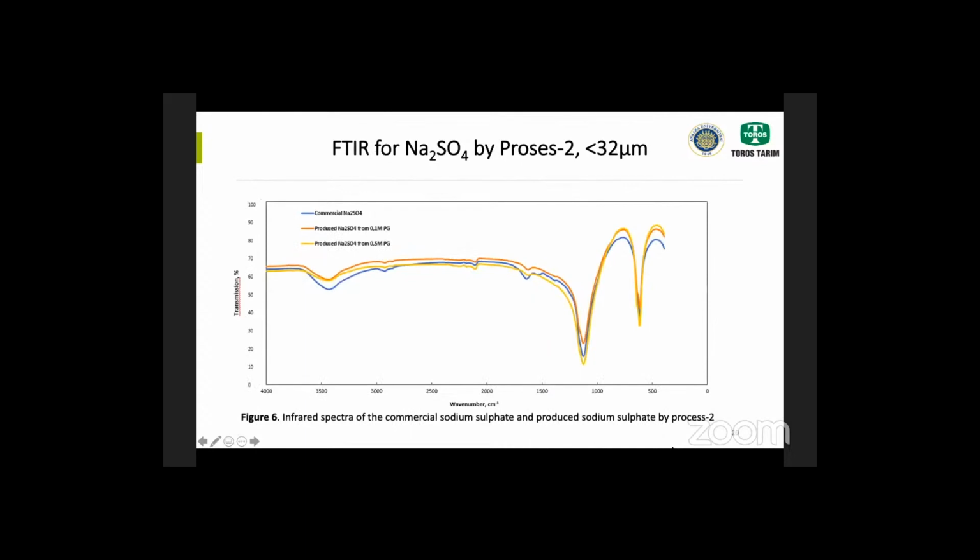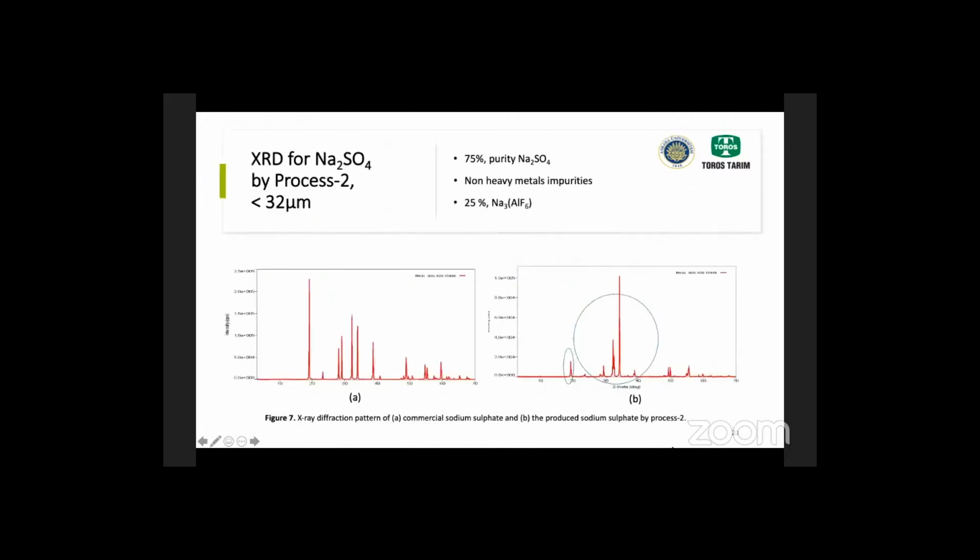Here, the FTIR results of sodium sulfate by process 2 and commercial sodium sulfate, where the PG used is smaller than 32 micrometers. The 2 chemical peaks were almost identical. These are the sulfate group's peaks. These are the XRD results for sodium sulfate by process 2. The sodium sulfate produced is 75% pure.